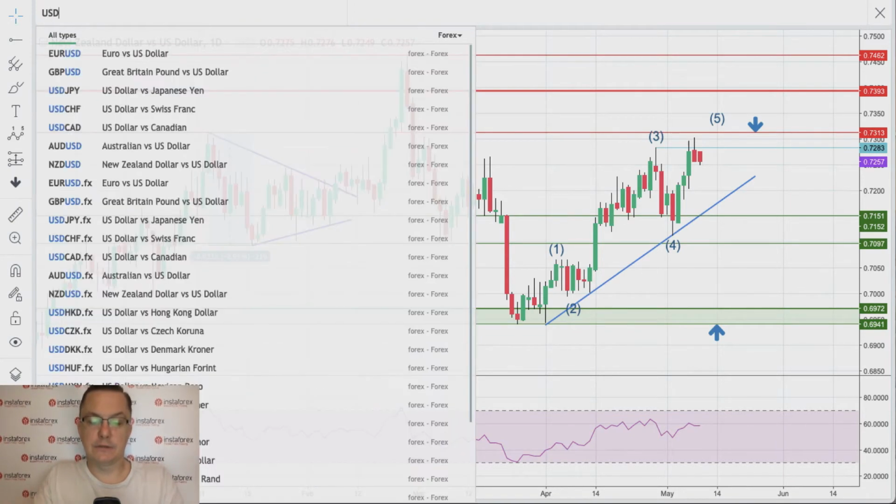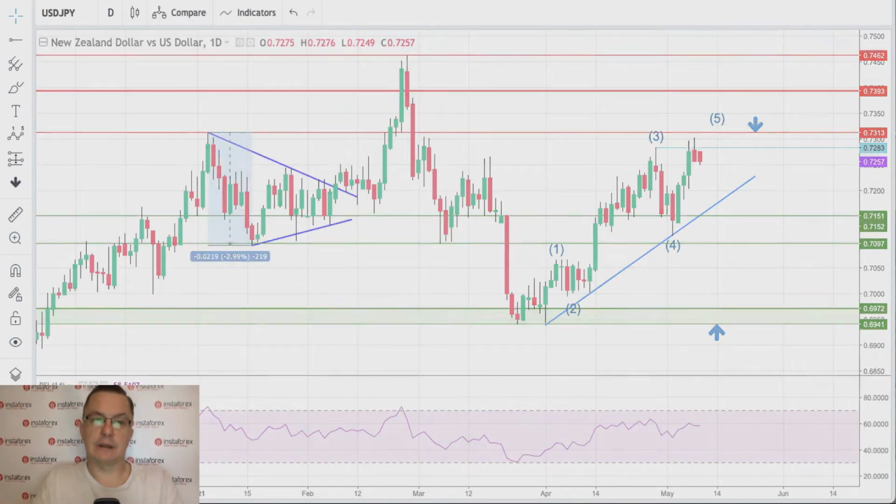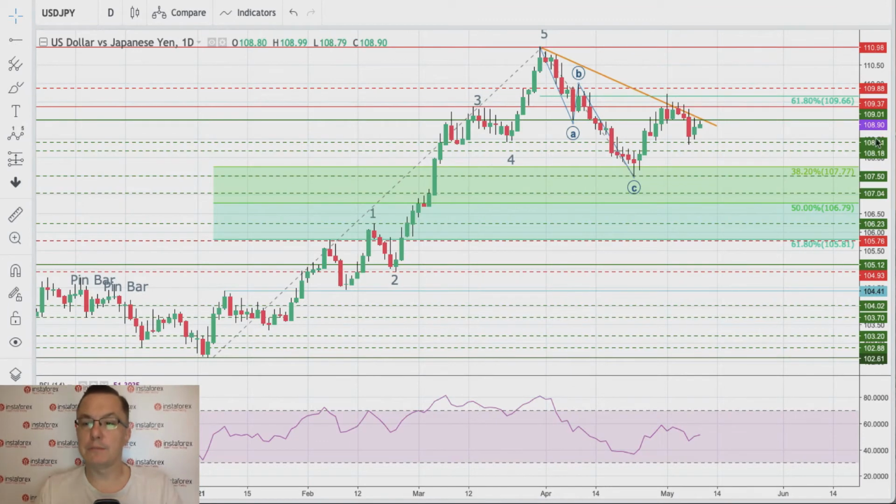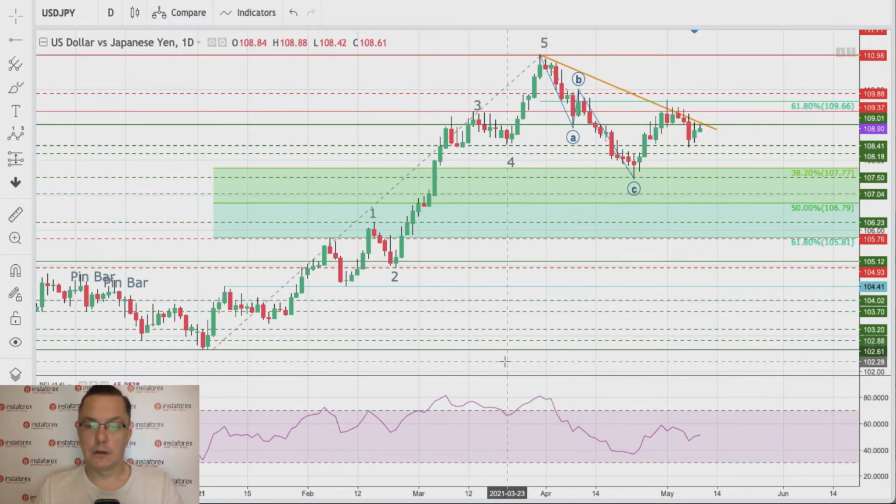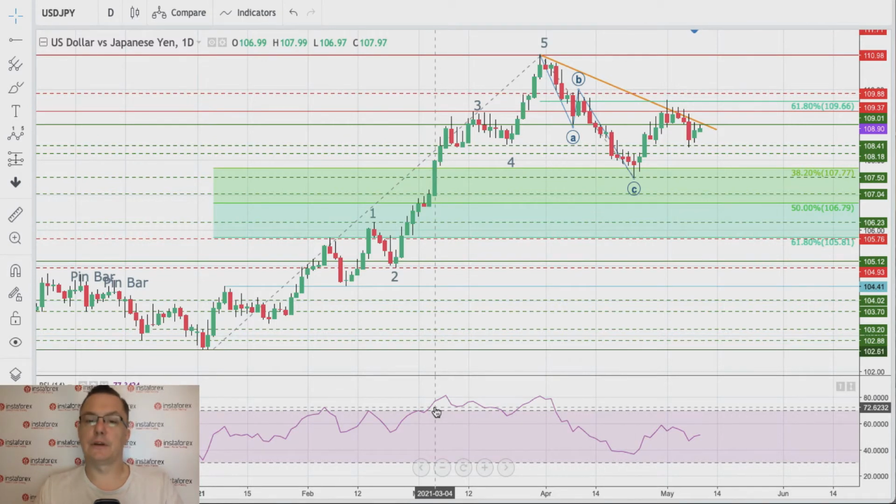Next is the US dollar to the Japanese yen. I think we should take a look at this pair. Why? Because we have a rejection. Let me just give you a brief commentary.